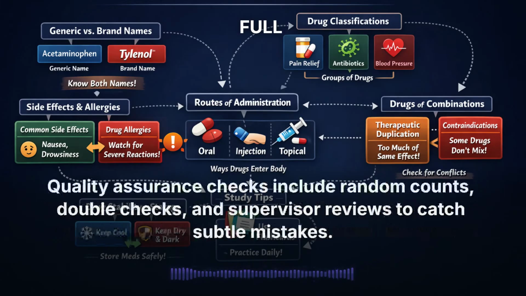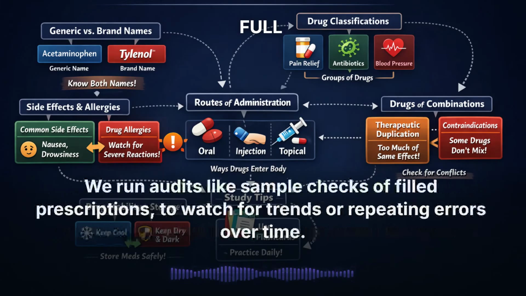Quality assurance checks include random counts, double checks, and supervisor reviews to catch subtle mistakes. We run audits like sample checks of filled prescriptions, to watch for trends or repeating errors over time.